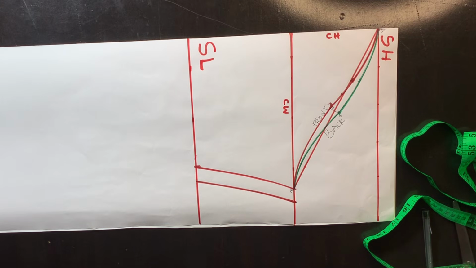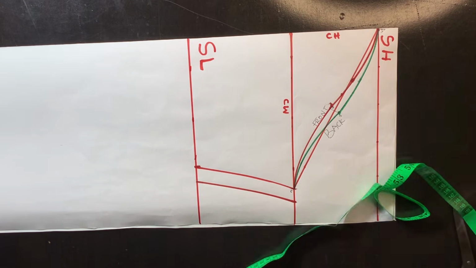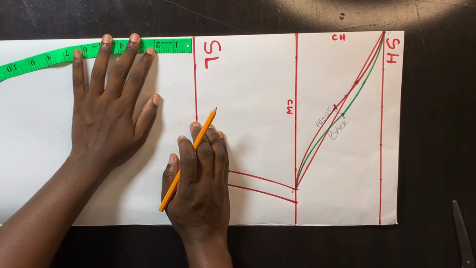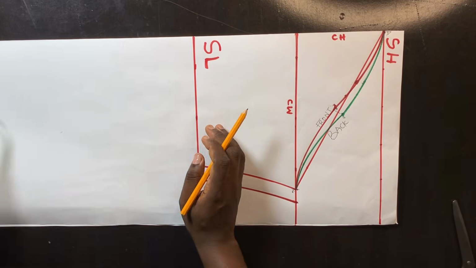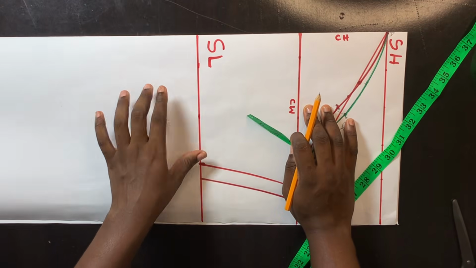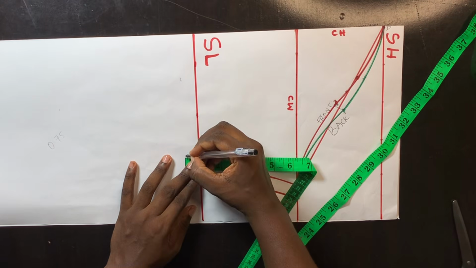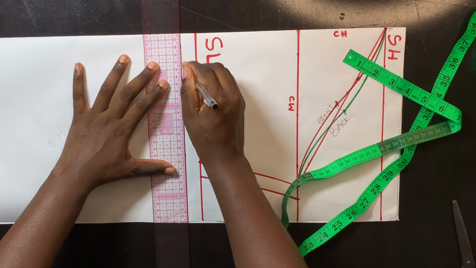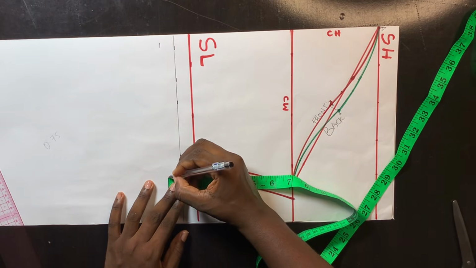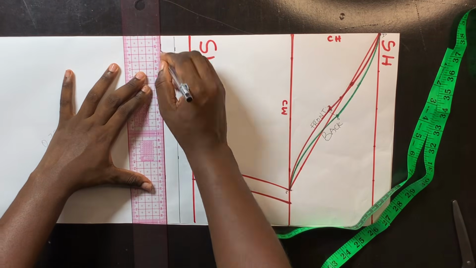Now, it is time to add hemming allowance to the sleeve. There's a way I like to fold my shirt sleeve hem. I usually fold twice. So the hemming allowance I'll be using is 1.5 inches. So what I would do is divide that 1.5 inches by 2, which gives me 0.75. So first, I'll mark 0.75 and connect into a straight line. Then I'll mark that same 0.75 again and connect it into another straight line.